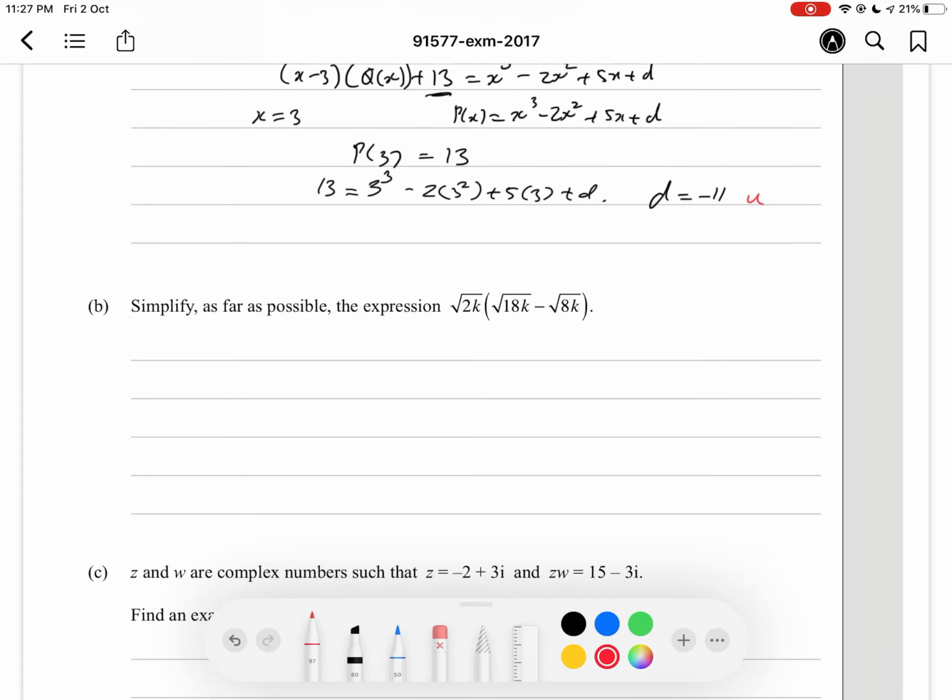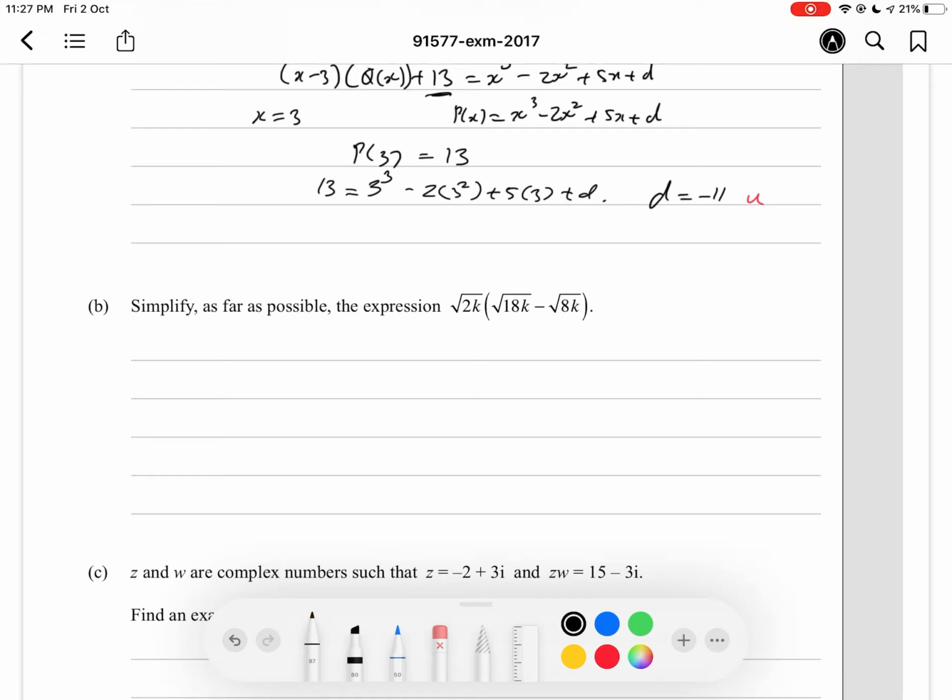Question B, simplify as far as possible the expression: the square root of 2k times the square root of 18k minus the square root of 8k. So once we have a square root multiplied by a square root, it's the same as saying the square root of everything inside multiplied together.